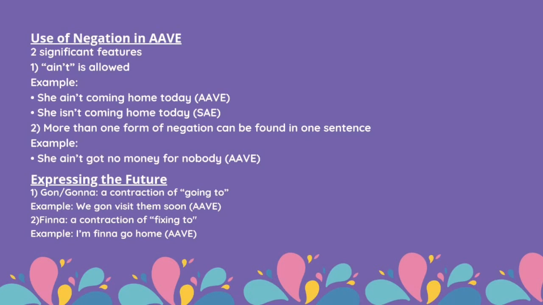Expressing the future. Number 1, gone or gonna, a contraction of going to. Example, we gone visit them soon is the standard for AAVE. Number 2, finna, a contraction of fixing to. Example, I'm finna go home is the standard for AAVE.